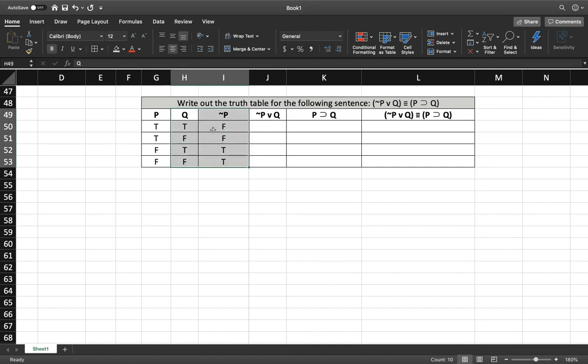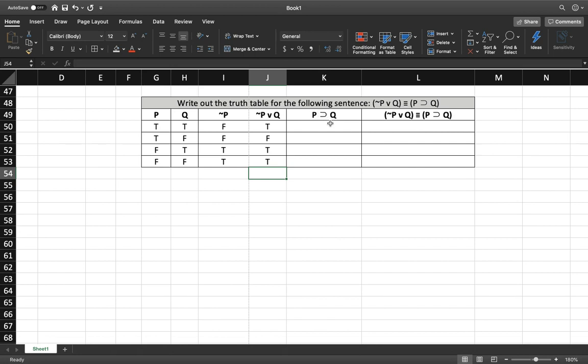I see in the first row, one of the disjuncts is true, in this case Q. In this second row, they're both false, which means the sentence is false. In this third row, they're both true, which means the sentence is true. And in this last one, we have not P as being true, therefore the sentence is true. Okay, that's this column.